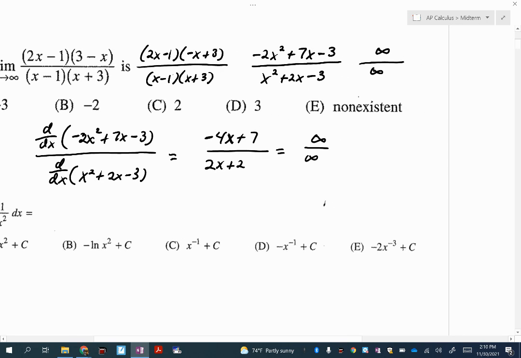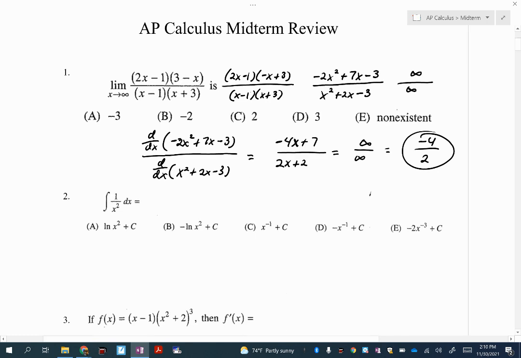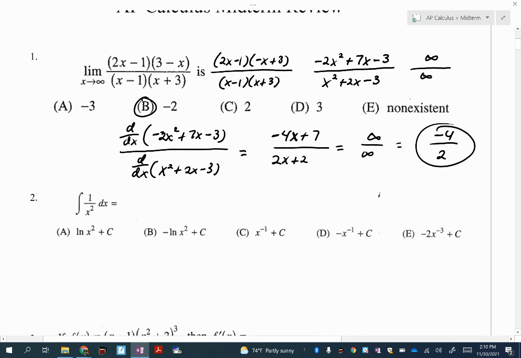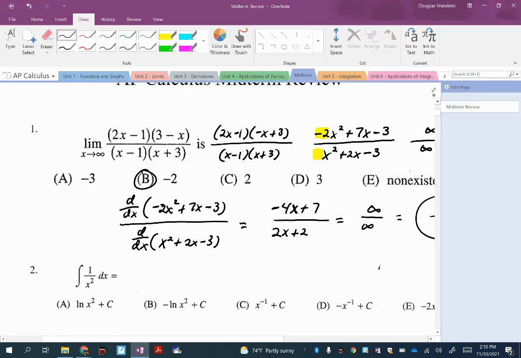So if you do another derivative, the numerator is negative 4, and the derivative of the denominator is 2. So if you divide that, you'll find what your limit is equal to, which is negative 2, or answer choice B. All right, you could also just type this into Desmos, and you would find that the horizontal asymptote is at y equals negative 2 based on these leading coefficients here. All right, let's go to number 2.